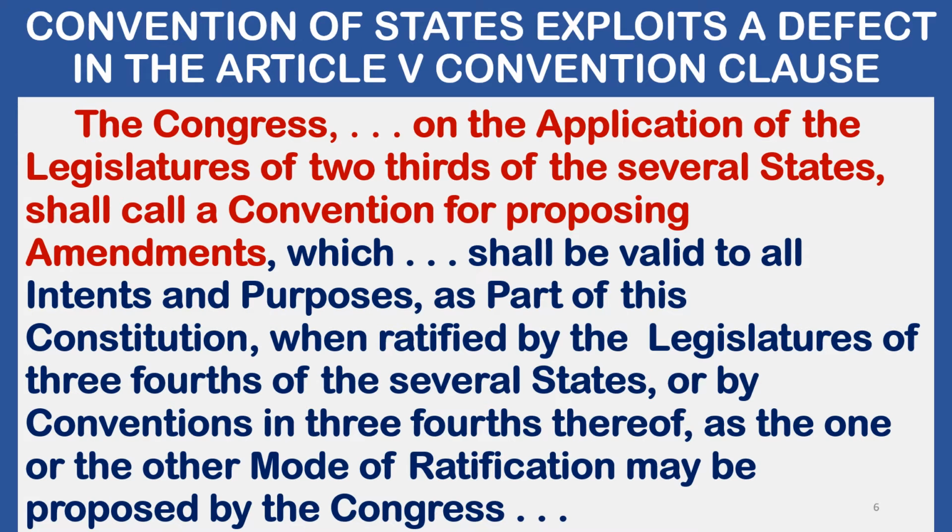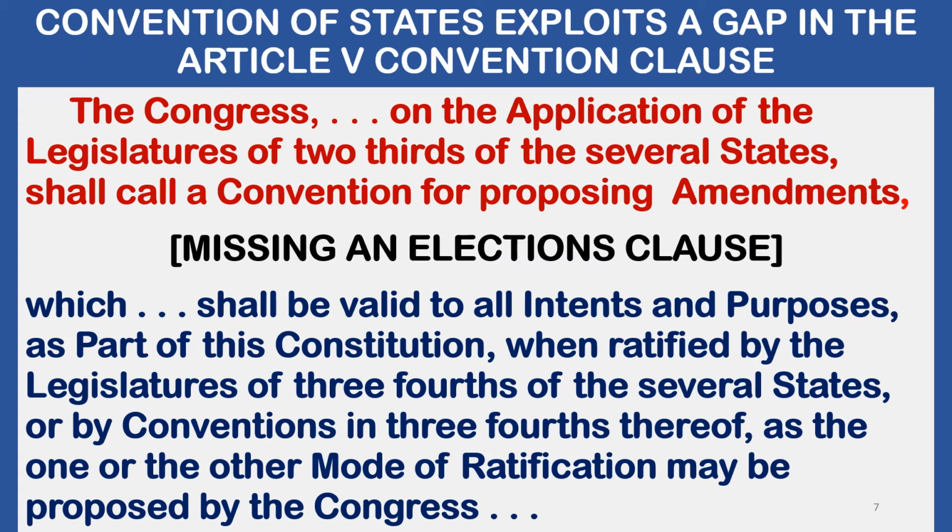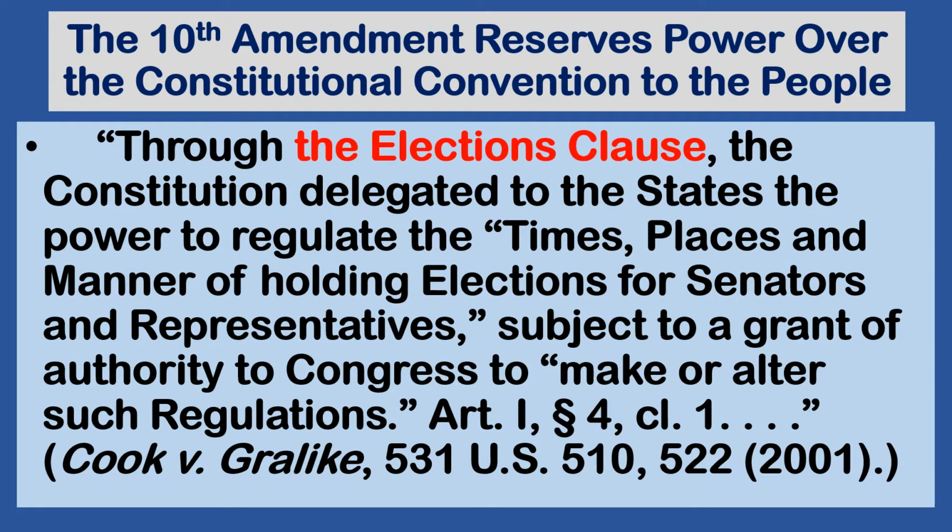The Convention of States position attempts to exploit a defect in the Article 5 Convention Clause. Here is the Article 5 Convention Clause in red. As you can see, it's quite short. The Congress, on the application of the legislatures of 2/3 of the several states, shall call a convention for proposing amendments. The text in blue is the ratification clause. What Article 5 is missing is an elections clause for the Constitutional Convention, and this is what the Convention of States seeks to exploit. But the legal analysis is already quite clear.